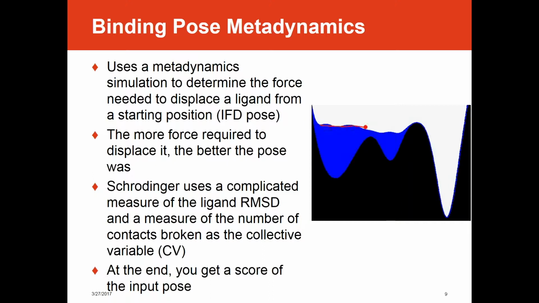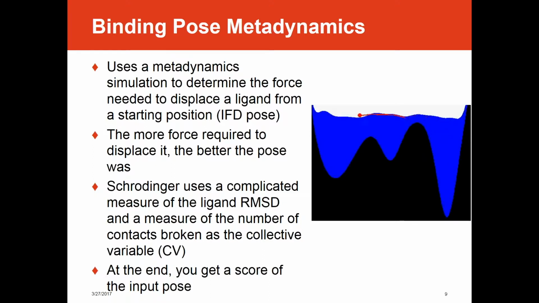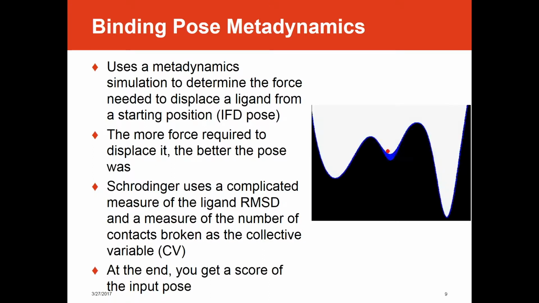This binding pose metadynamics uses the same principle, but the collective variable is a measure of the ligand RMSD and the number of contacts with the protein. So the idea is the metadynamics simulation is pushing the ligand out of the pocket using this collective variable, and how hard it has to push is a measure of how good the pose is.